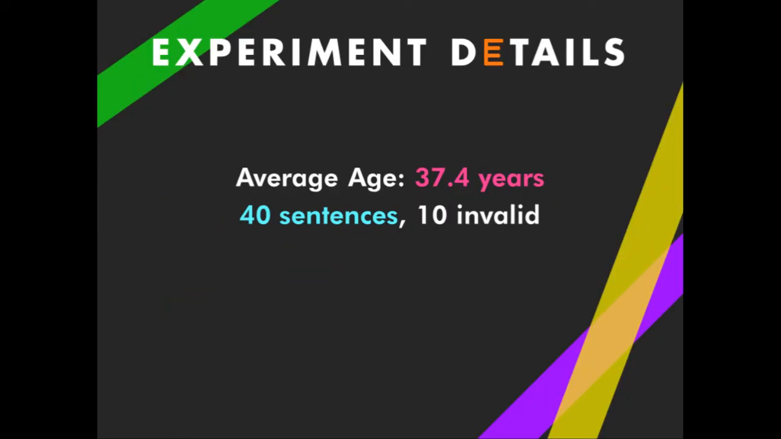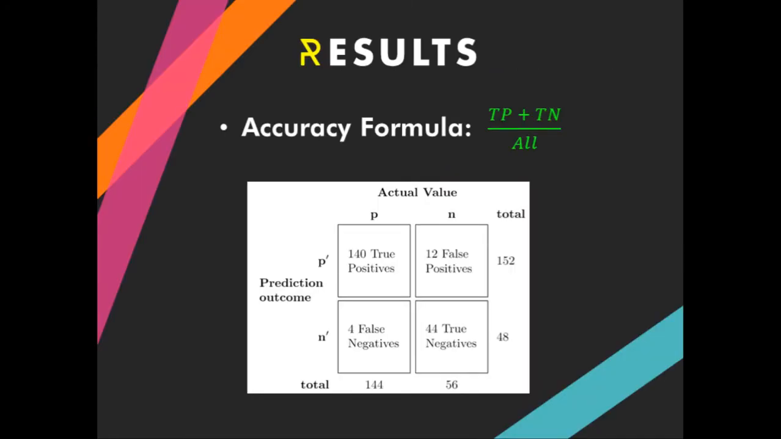For the test, we had 5 test subjects, 2 women and 3 men, averaging 37.4 years of age. Each subject was given the same 40 sentences, 10 of which were invalid but contained similar sounds, letter combinations, or meaning to valid intents. Now here are the results for our 200 samples. We have 140 true positives, 44 true negatives, 12 false positives, and 4 false negatives. Now, using the accuracy formula shown above, we get a 92% accuracy for the system, which is fairly robust for a 1.0.0 version of it.